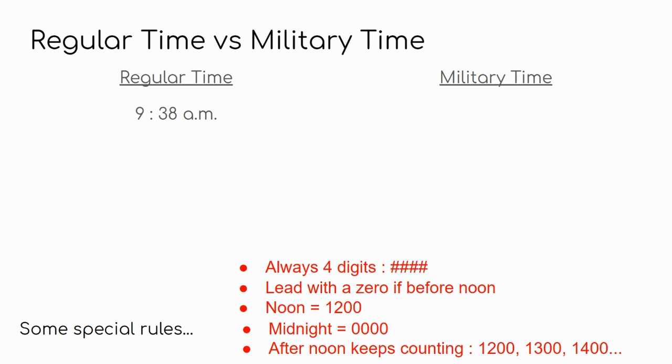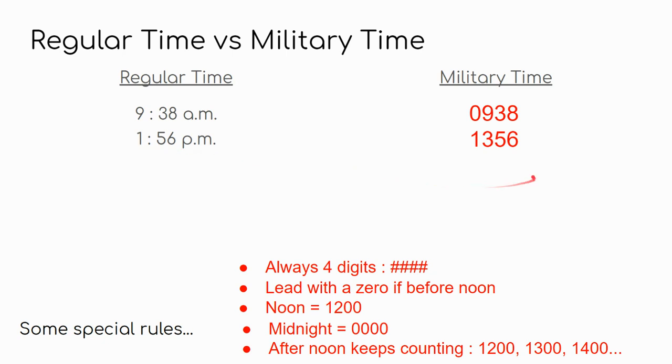1200, 1300. That's 1 p.m. 1400, 2 p.m., and so on. Okay. So it's regular time, 09:38. That's because it's before noon, so I just threw a 0 out front. 1:56 p.m. Now, careful, we're afternoon. We're actually 1 hour afternoon, so now I'm in the 1300s.